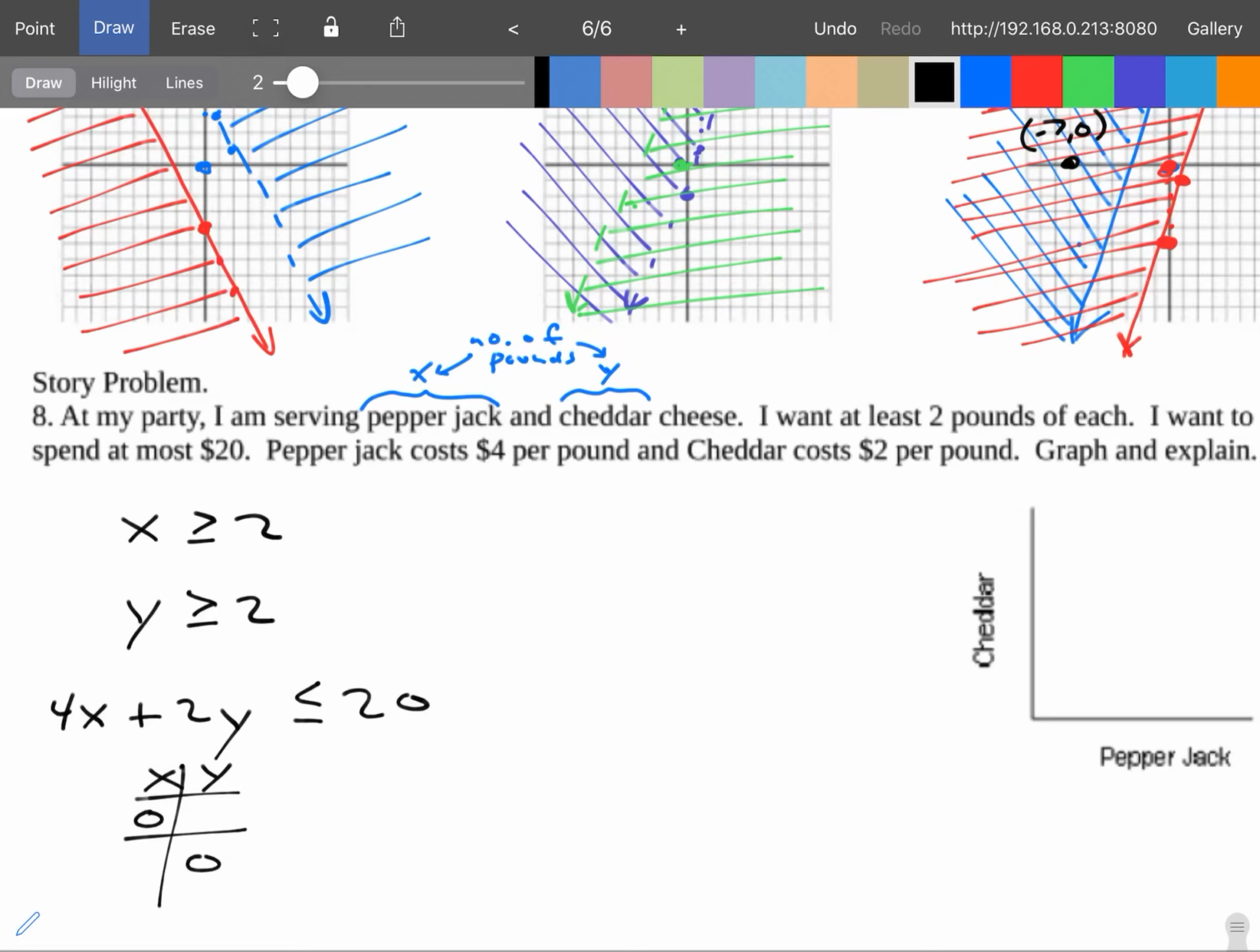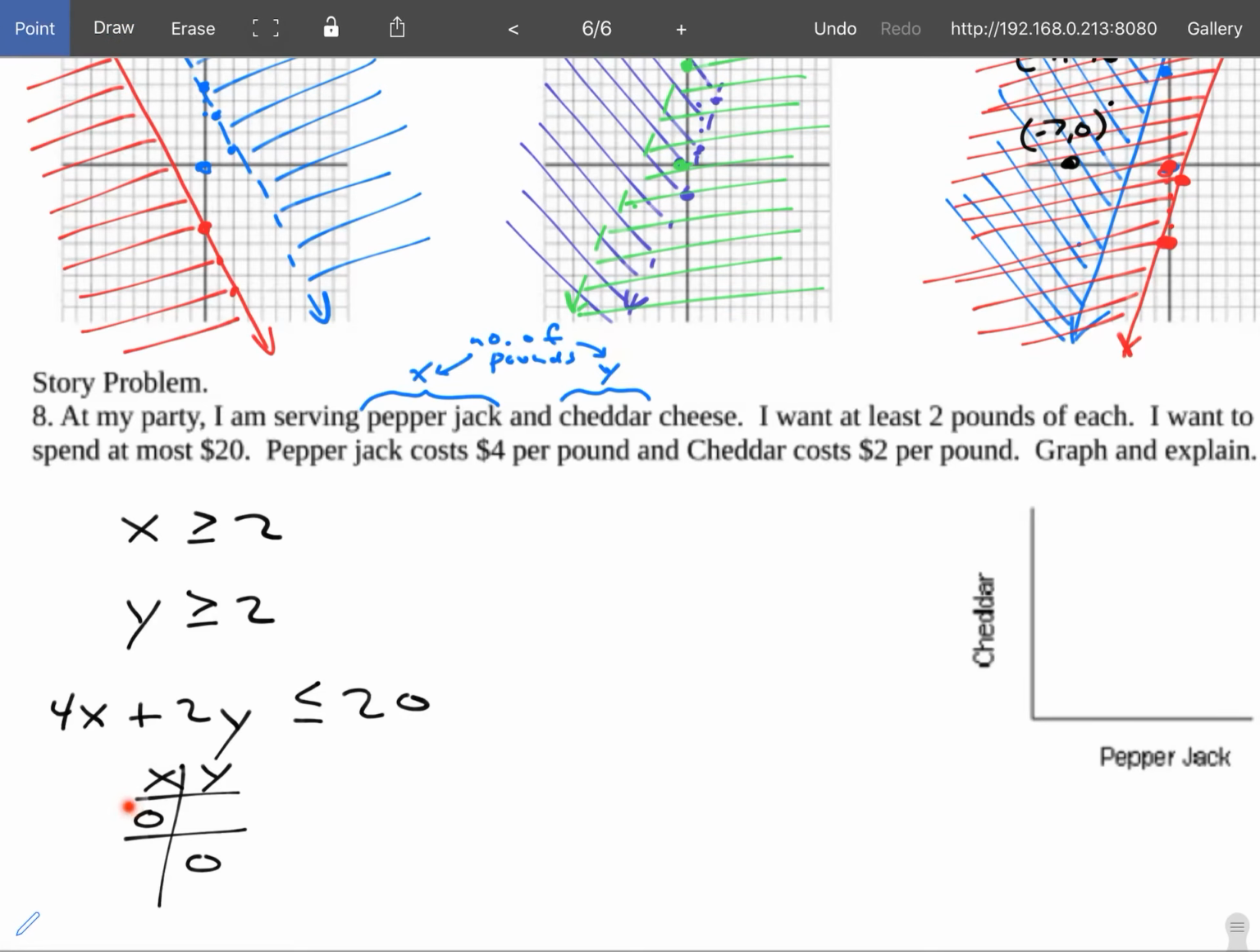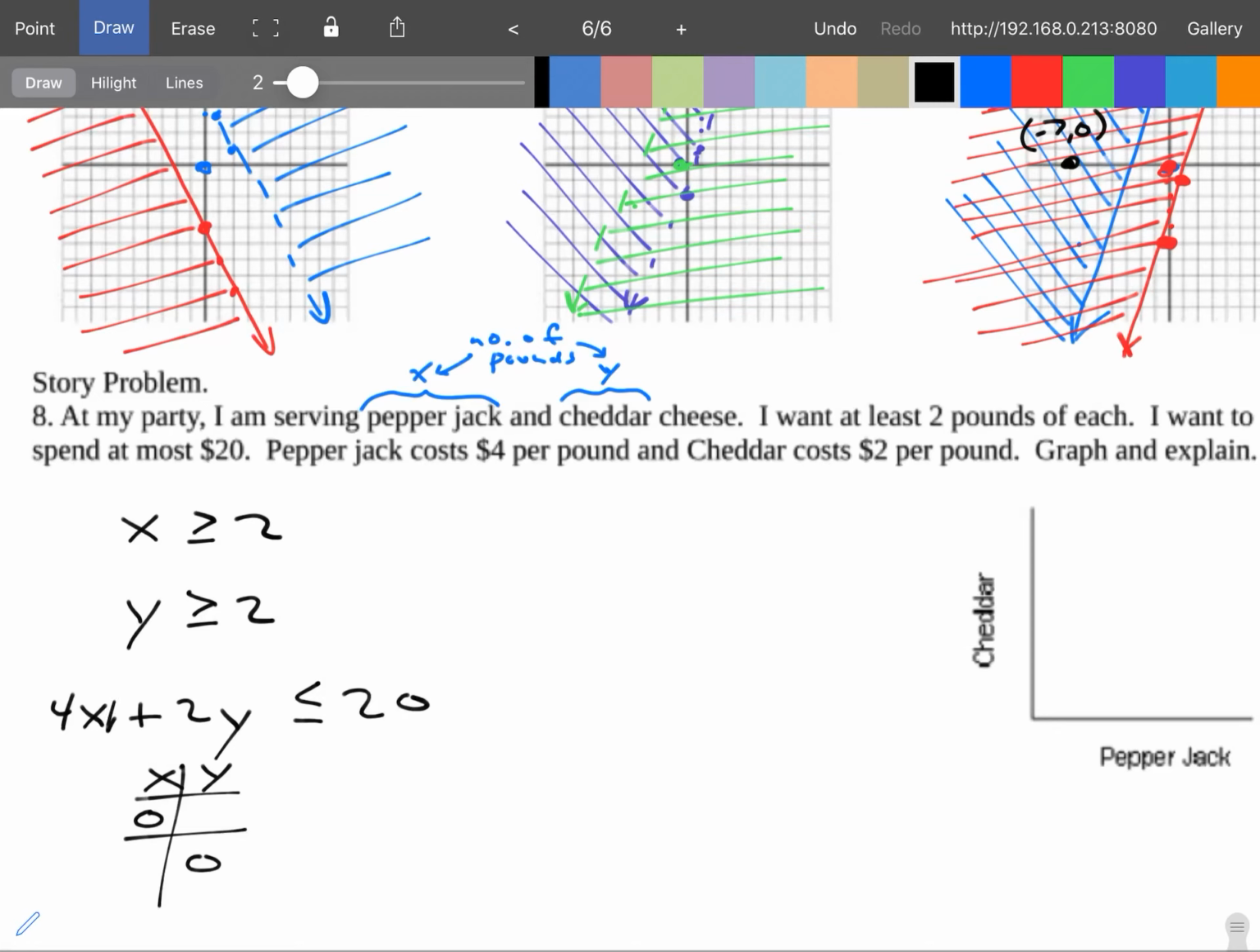So I'm going to plug in 0 for x and 0 for y. So if I put in 0 for x right here, well, 4 times 0 is 0. So I'm just going to cover this up, and I'm just going to solve the equation now, 2y equals 20. So what do you get for y then? If 2y equals 20, what's y?